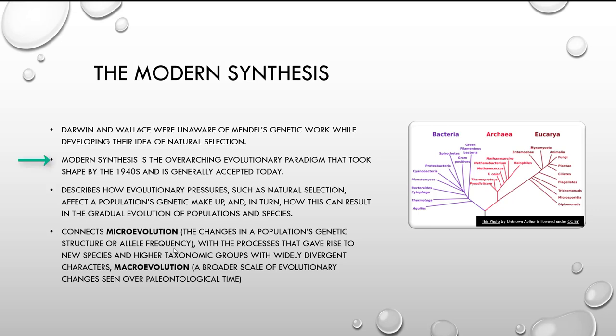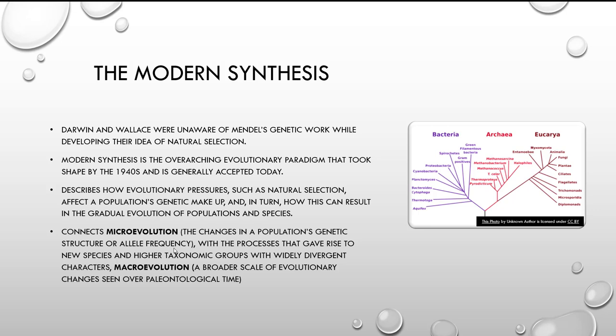So modern synthesis is what it's called. It's this overarching evolutionary paradigm that took shape by the 1940s, and that's generally accepted today. What the modern synthesis means is that it describes how evolutionary pressures, such as natural selection, affect a population's genetic makeup. In turn, this can result in the gradual evolution of populations and species.